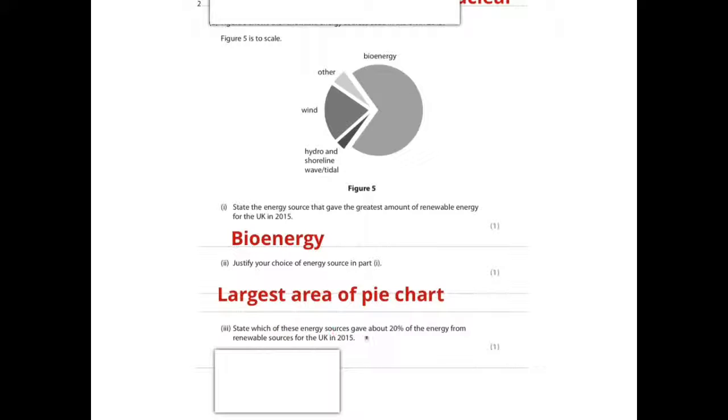State which of these energy sources gave about 20% of the energy from renewable sources. So we're looking at something which is a fifth roughly, and that would obviously be wind. You can imagine that fitting into this about 5 times. So that would be wind.